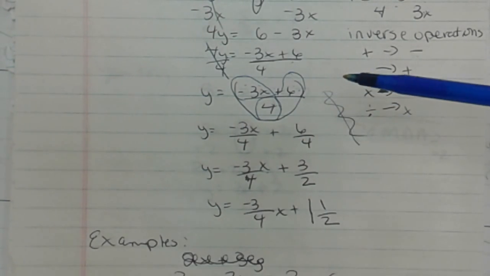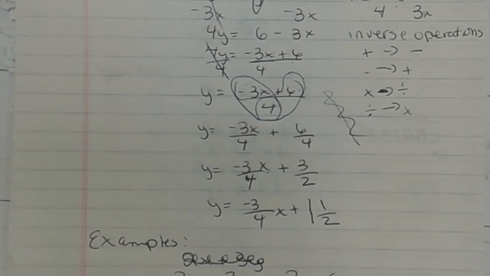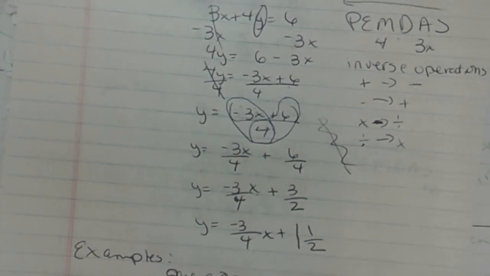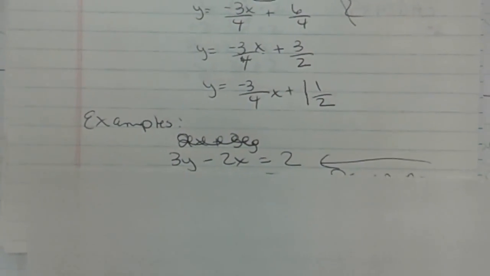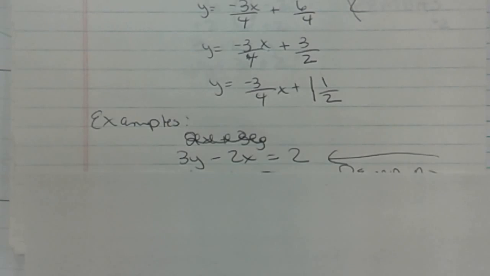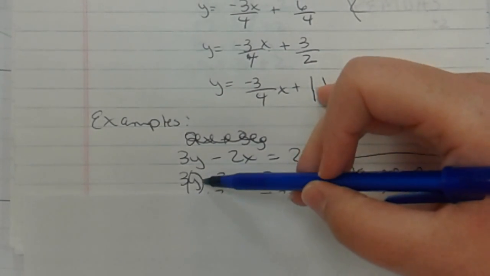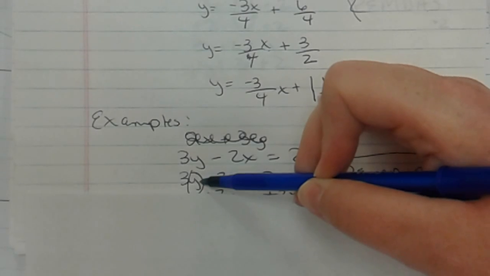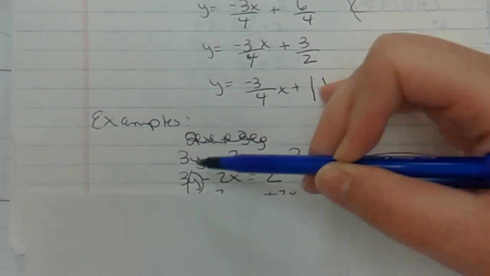Okay, so another example that we have is 3y minus 2x equals 2. We want to get y by itself. So again, I'm going to circle y, because that's what I want to isolate. That's what I want to get by itself.